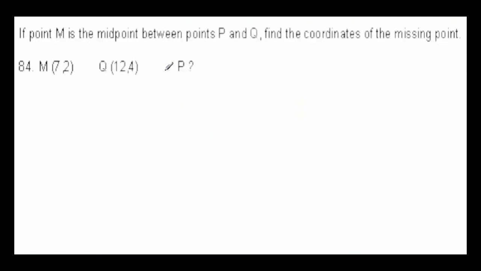Okay, if point M is the midpoint between points P and Q, find the coordinates of the missing point. So we showed how we did it today. So we know our formula for midpoint is adding the x's and dividing by 2, and adding the y's and dividing by 2. We can solve equations in mathematics if we have only one variable. So that's my goal. So basically, we do each midpoint coordinate separately. We don't do them all at the same time.